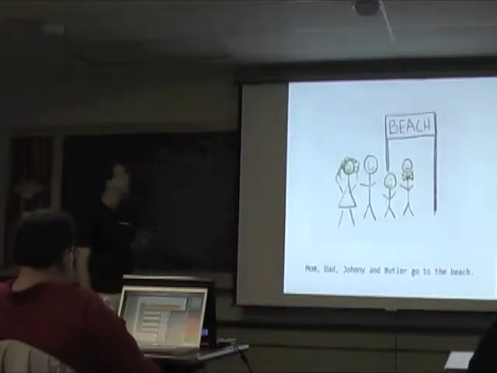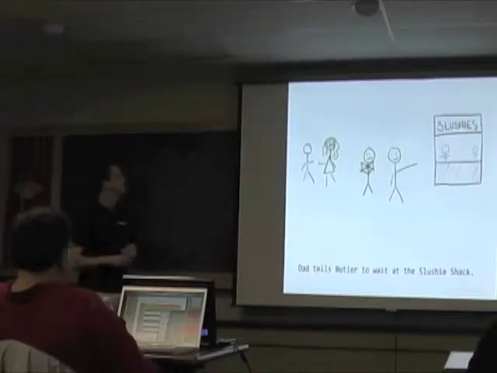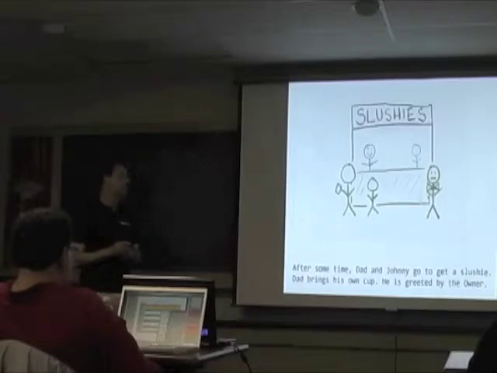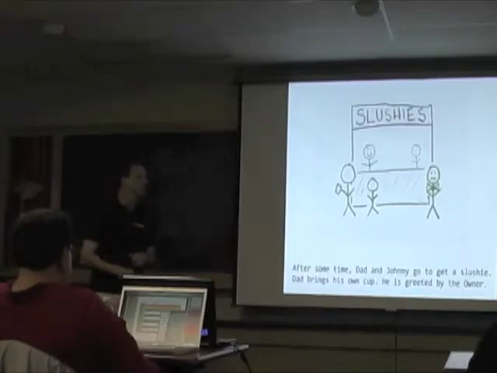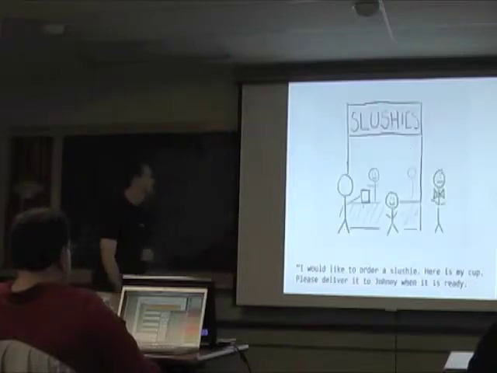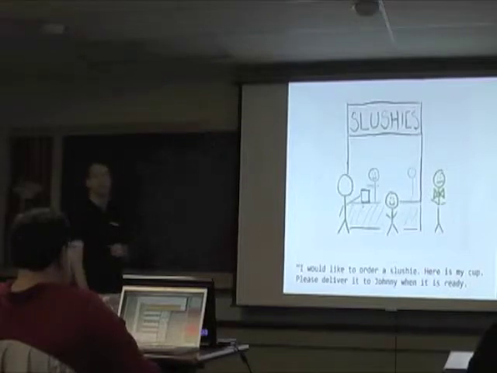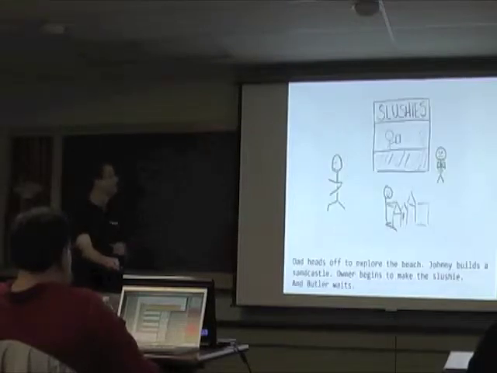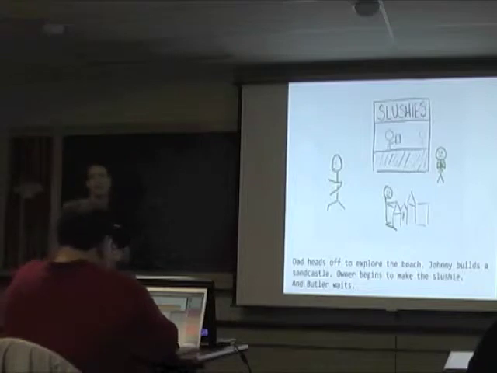All right, Mom, Dad, Johnny, and Butler, they go to the beach. Dad tells Butler to wait at the slushie shack. After some time, Dad and Johnny go to get a slushie. Dad brings his own cup. He is greeted by the owner. "I would like to order a slushie. Here's my cup. Please deliver it to Johnny when it is ready." Dad heads off to explore the beach. Johnny builds a sandcastle. Owner begins to make a slushie, and Butler waits.